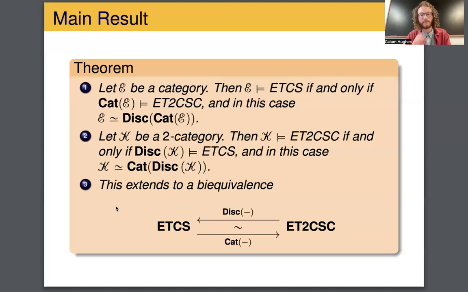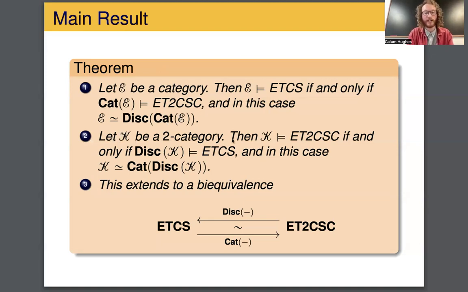And so the main theorem in our paper is that E models the elementary theory of the category of sets if and only if Cat E models the elementary theory of the 2-category of small categories. And in this case, E is equivalent to the discrete objects in Cat E.